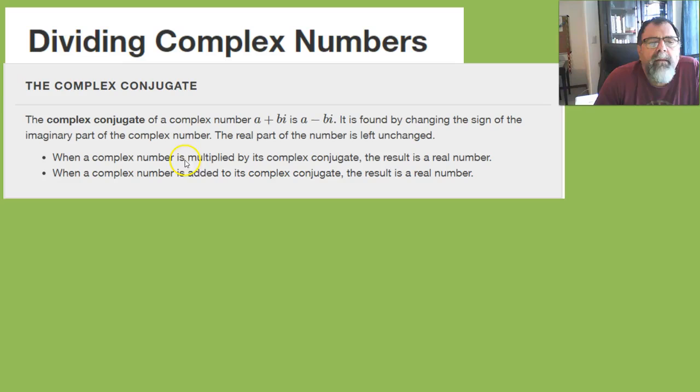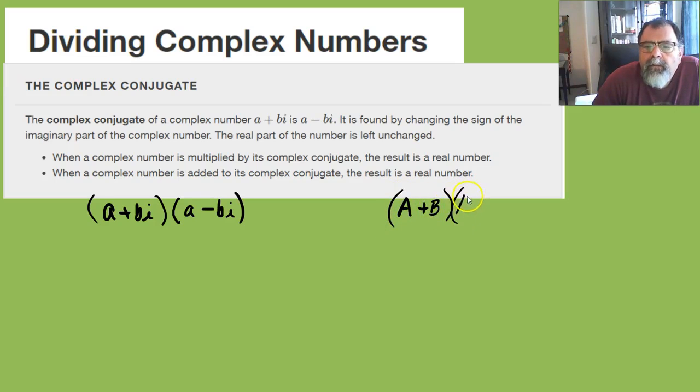Now, when a complex number is multiplied by its complex conjugate, the result is a real number. When a complex number is added to its complex conjugate, the result is a real number. So we have this nice property here. If we have a plus bi, and we multiply it with its complex conjugate, a minus bi, if you think about binomials, this fits that form of a sum times its difference. This is one of the special ones that you're supposed to memorize.